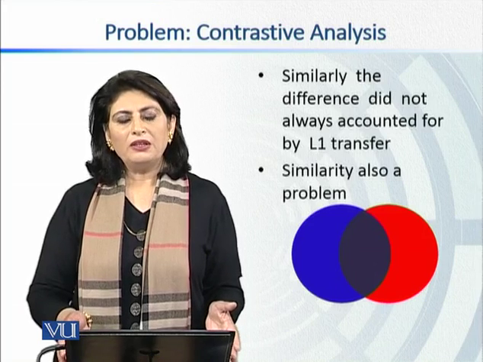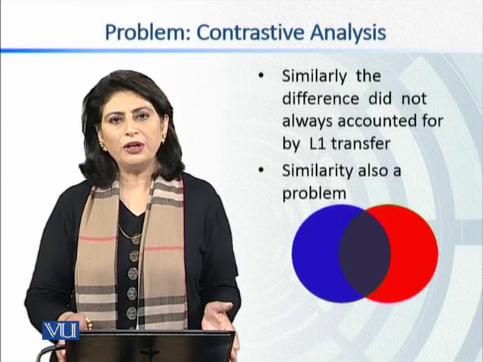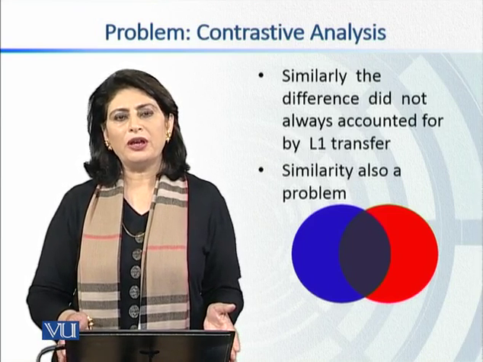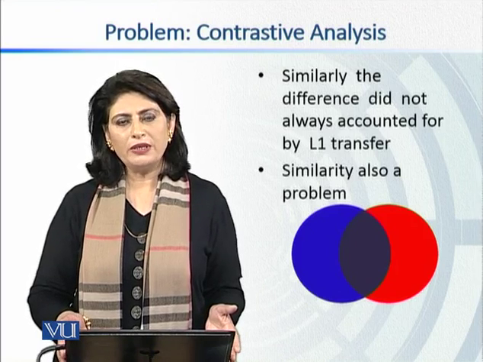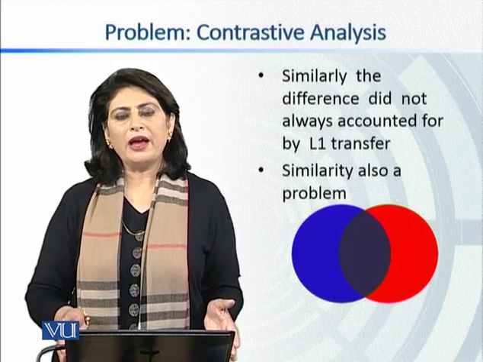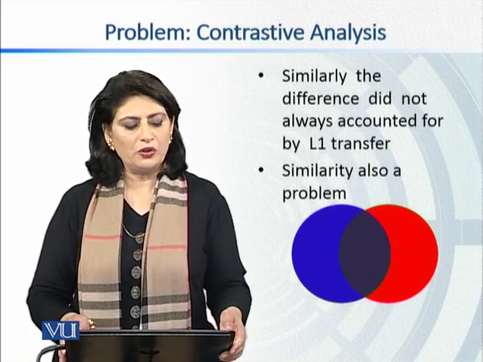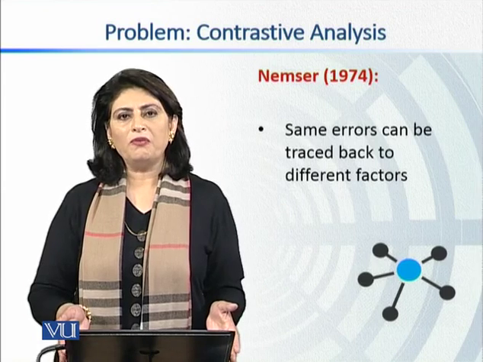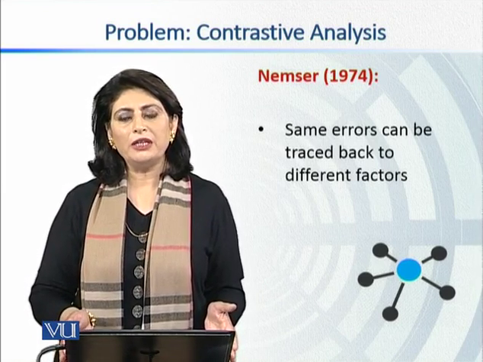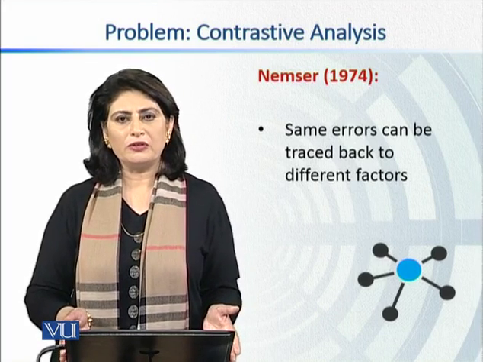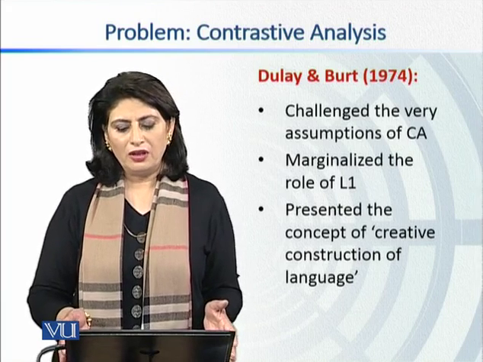Similarly, the assumption of contrastive analysis was that if the first language of the learner is different from the construction of the second language, the error will occur and there will be more errors. However, they realized that this was not always the case. At times, when the learners had similar languages, even those similarities led to learner errors. Another problem, which Nemser identified, was that the same errors the learners were making could be traced to the first language and also to other sources. So no one could say with confidence that this was because of negative transfer from the first language.